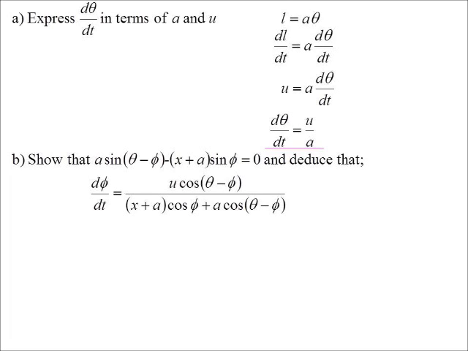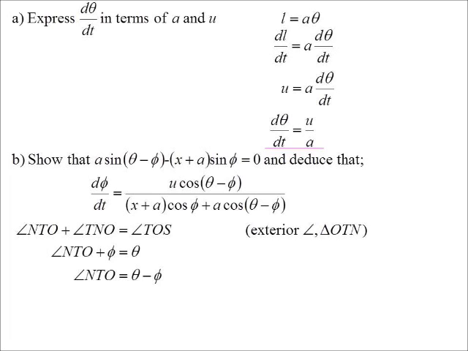If you have a look at the original diagram, I'm going to have to define a few things in order to show this. So angle NTO and TNO would equal TOS, exterior angle of the triangle. And so substituting in the phi and the theta, I can say, well, okay, angle NTO is theta minus phi. Looking at what I'm trying to prove, I had to identify an angle that was theta minus phi. And so there it is. NTO would be theta minus phi.